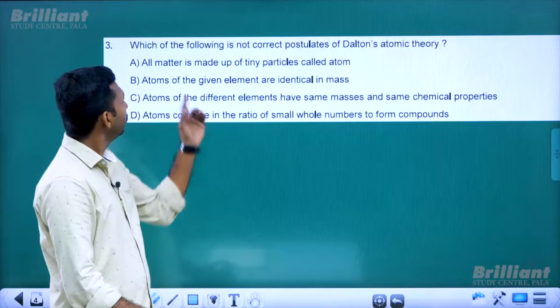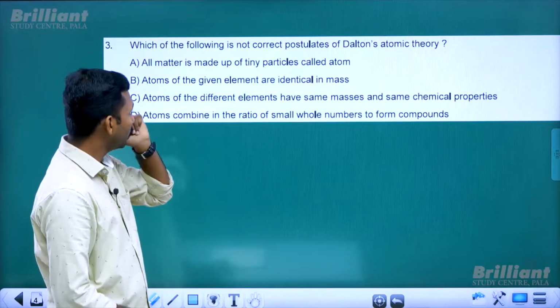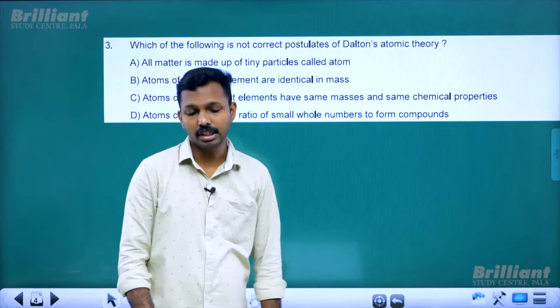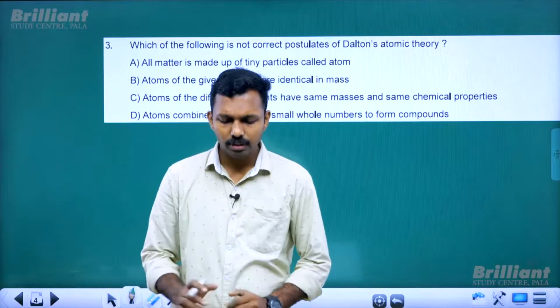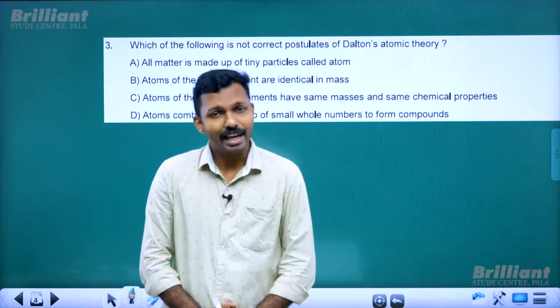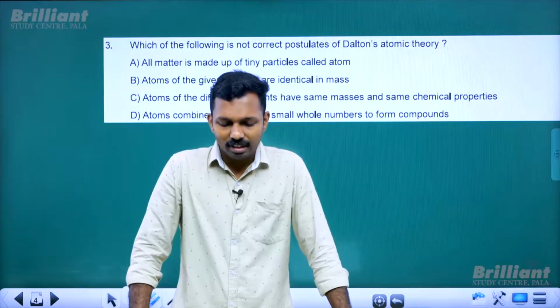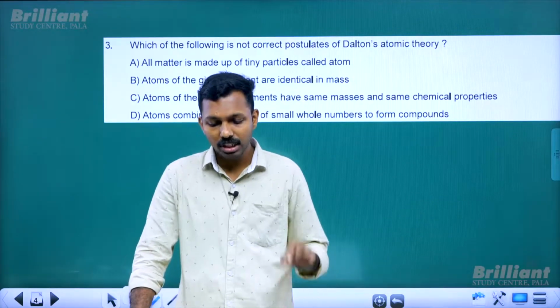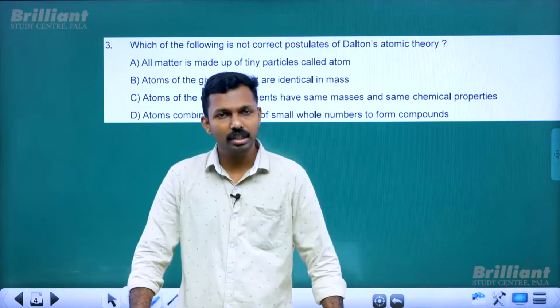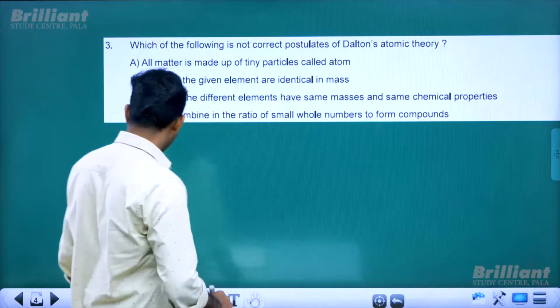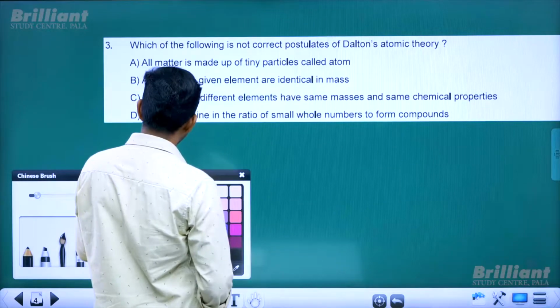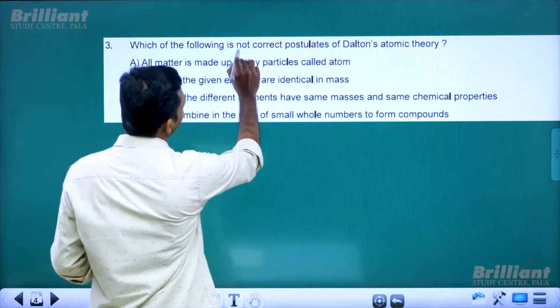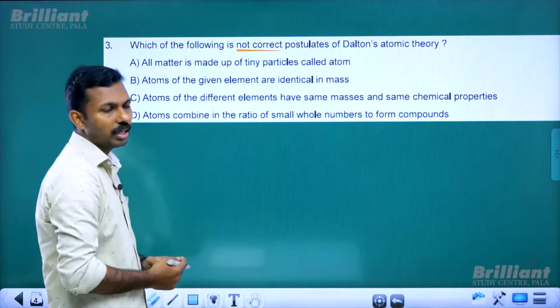Okay, third question. Which of the following is not a correct postulate of Dalton's atomic theory? We know Dalton's atomic theory. John Dalton proposed atomic theory, right? So, these 4 statements are given. Among these 4 statements, which is not correct? Okay, which is not correct in accordance with Dalton's atomic theory? Incorrect statements we have to choose.